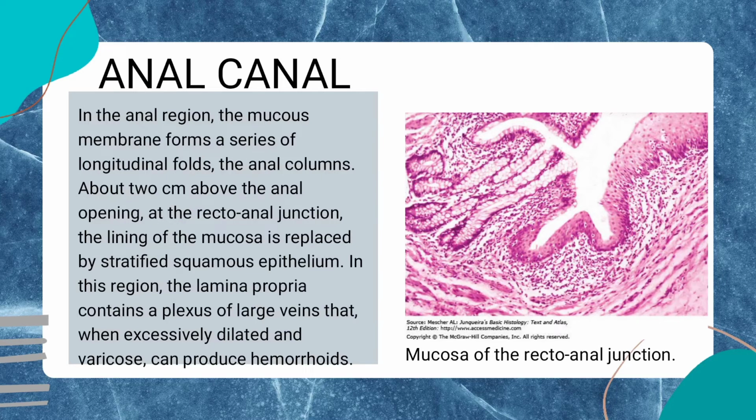In this region, the lamina propria contains a plexus of large veins that, when excessively dilated and varicose, can produce hemorrhoids. The simple columnar epithelium with tubular intestinal glands in the rectum, left side of photo, changes abruptly to stratified squamous epithelium in the anal canal, right side of the photo, as seen in this longitudinal section. So, first is the figure that you saw popping up on your screen. The connective tissue of the lamina propria is seen to contain many free lymphocytes. There they are, the lymphocytes.